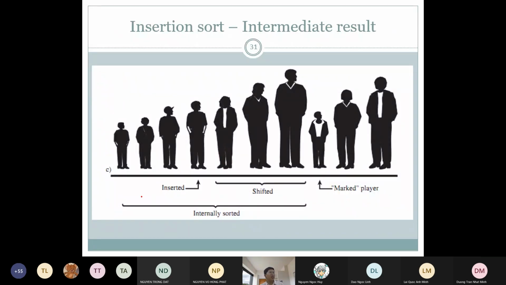And after that, you see that we have one longer subarray that is sorted. So this is our invariant. It means for every iteration, we have one more item in the sorted part. Not really sorted, but the length of the partially sorted array increases by 1 after each iteration. And after n iterations, we have the whole array as the sorted array. That is the invariant for the insertion sort.